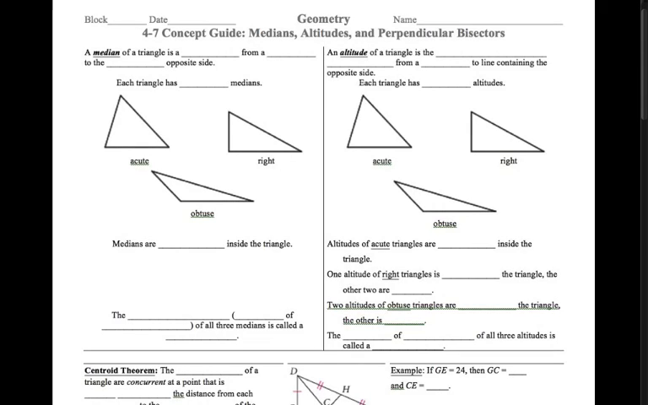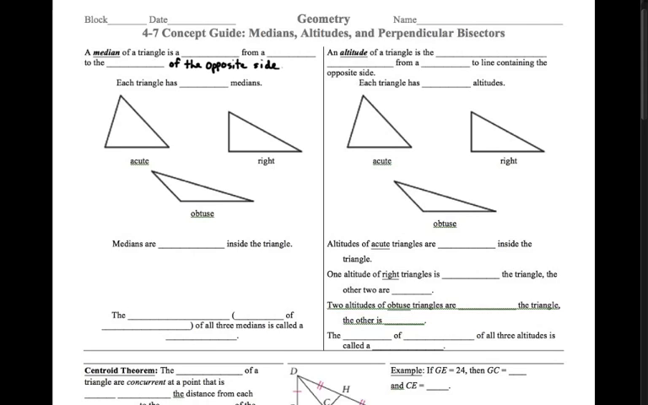All right, welcome to our lesson on medians, altitudes, and perpendicular bisectors. This particular one is a slightly abbreviated version. The point of this lesson is to learn about these three things: the median, the altitude, and the perpendicular bisectors, which are all going to be segments related to triangles. And let's jump straight into it.